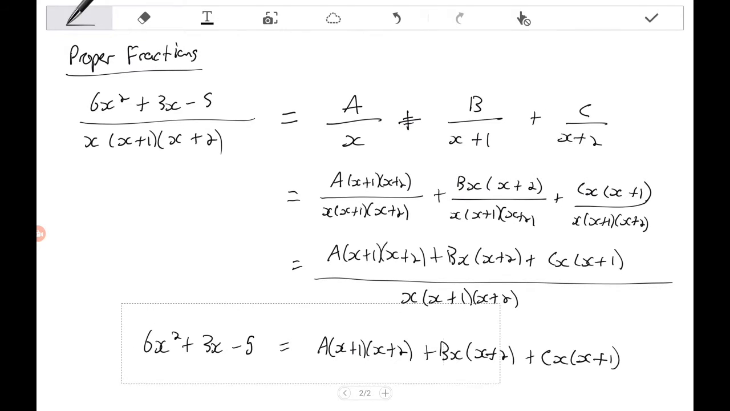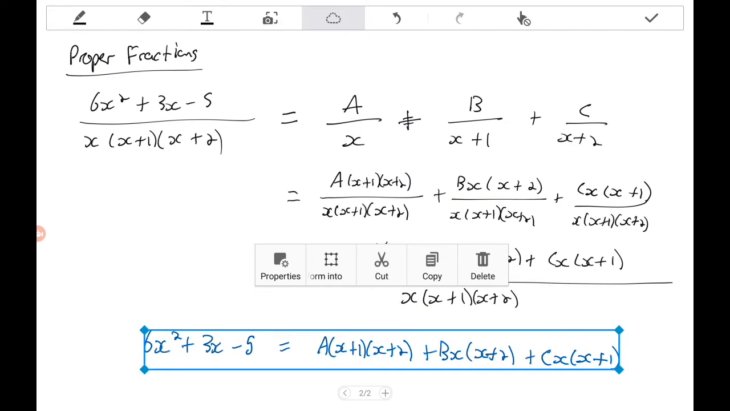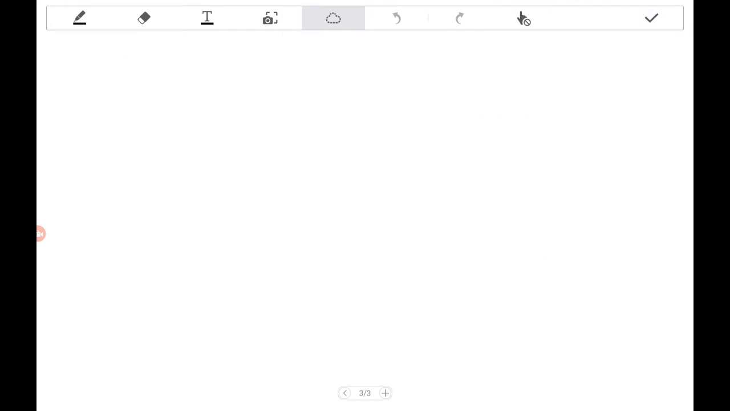Let me just nick this quickly. That didn't work. Just copy that and we'll move over to a new page.